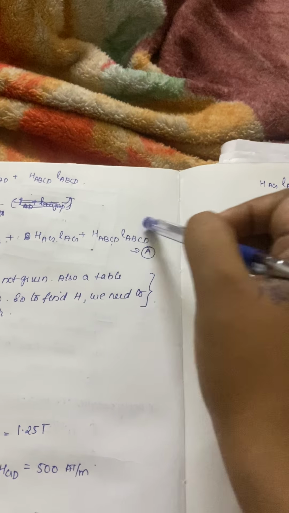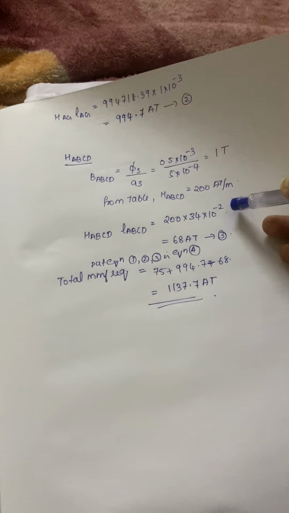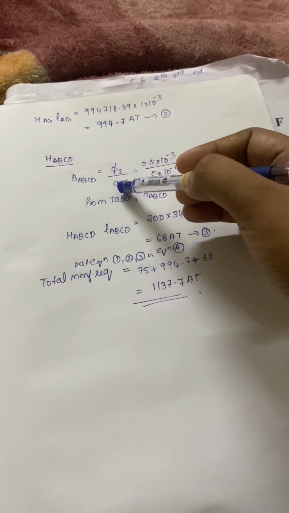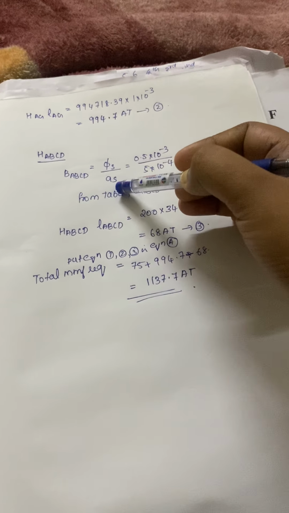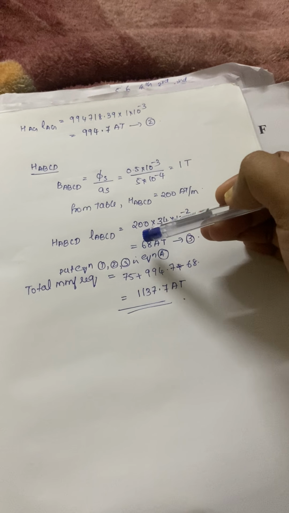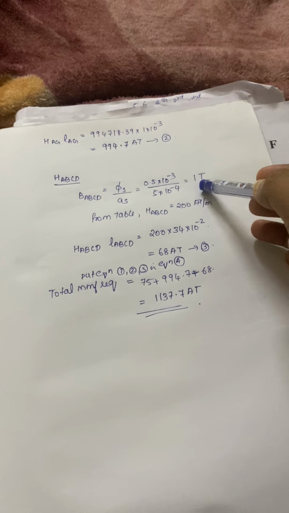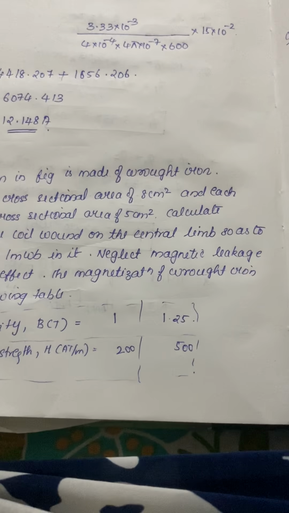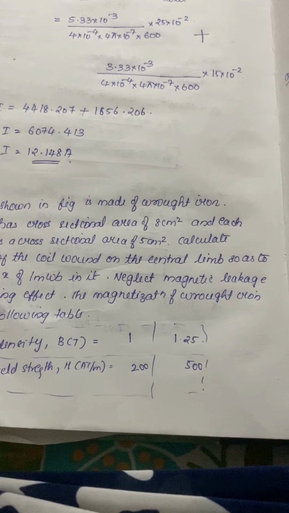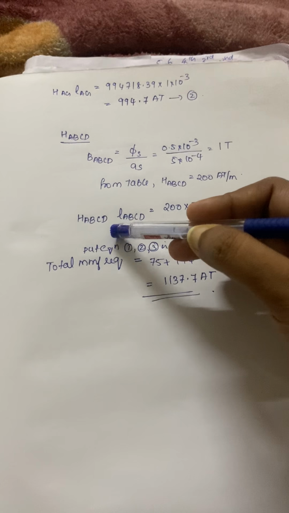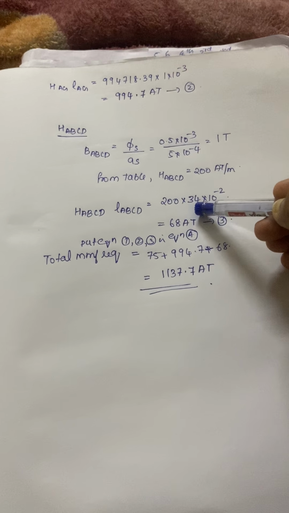Now for ABCD, you need to find the MMF. First, B of ABCD is phi by the area of the side limb. Then you get 1 Tesla. Refer to the table. When B is 1 Tesla, then H is 200 ampere turns per meter. Okay, so refer to the table, find H, then multiply with the length. You get the MMF of the path ABCD.